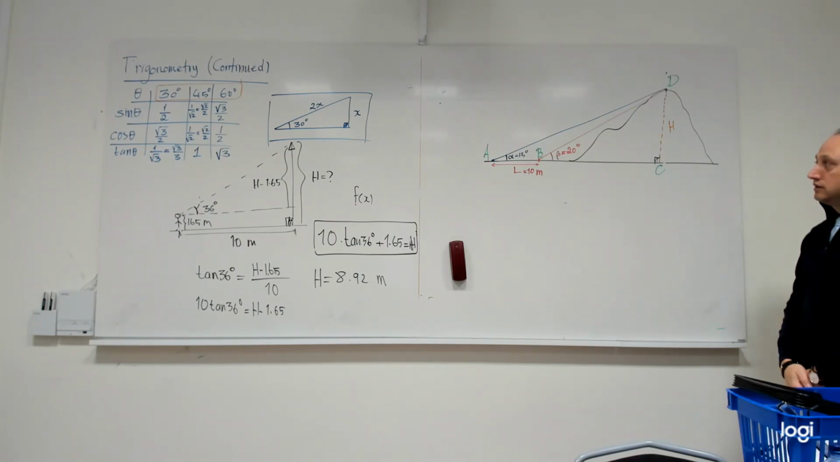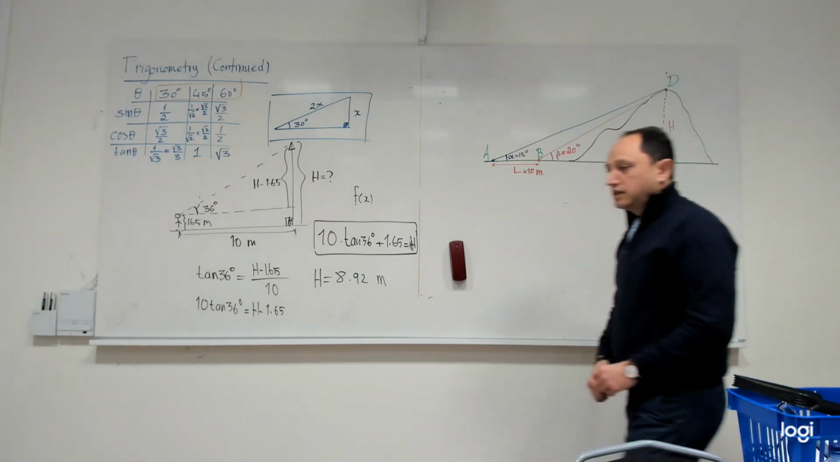And then we can say that the tangent of 15 degrees is equal to h over L2 plus 10. Yes? And then we can also say that the tangent of 20 degrees is equal to h over L2. Yes, that's correct.